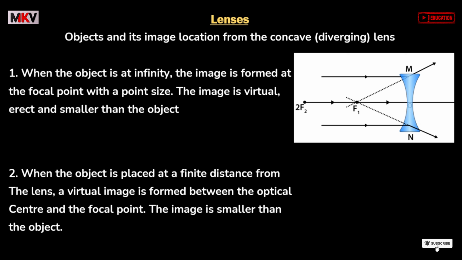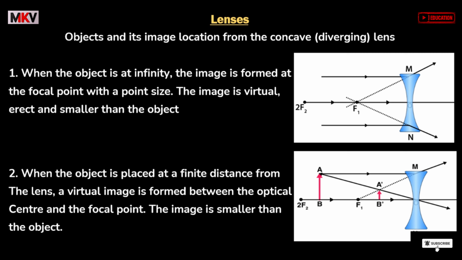And the second one is when the object is placed at a finite distance from the lens, a virtual image is formed between the optical center and the focal point, and the image is smaller than the object. So we have the object placed at a finite distance, let's say between F and 2F of the lens. The image then formed is between F and the optical center O. And the size of the image is smaller than that of the object. And it is a virtual image as well, since the diverging rays are drawn to meet to form the image.